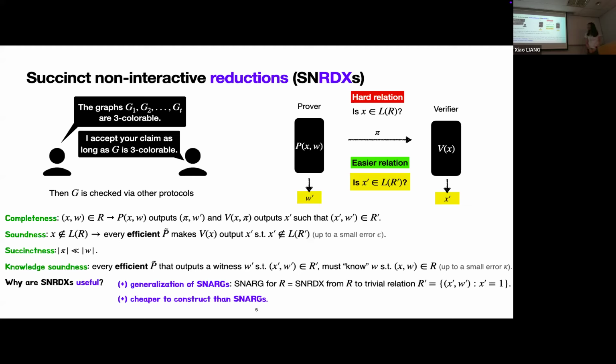Sorry for the interruption. You just mentioned that it definitely covers the original one, but then you also mentioned that it's cheaper to construct. Yes. So yeah, that seems not matching. I mean, you're generalizing, but it's cheaper.